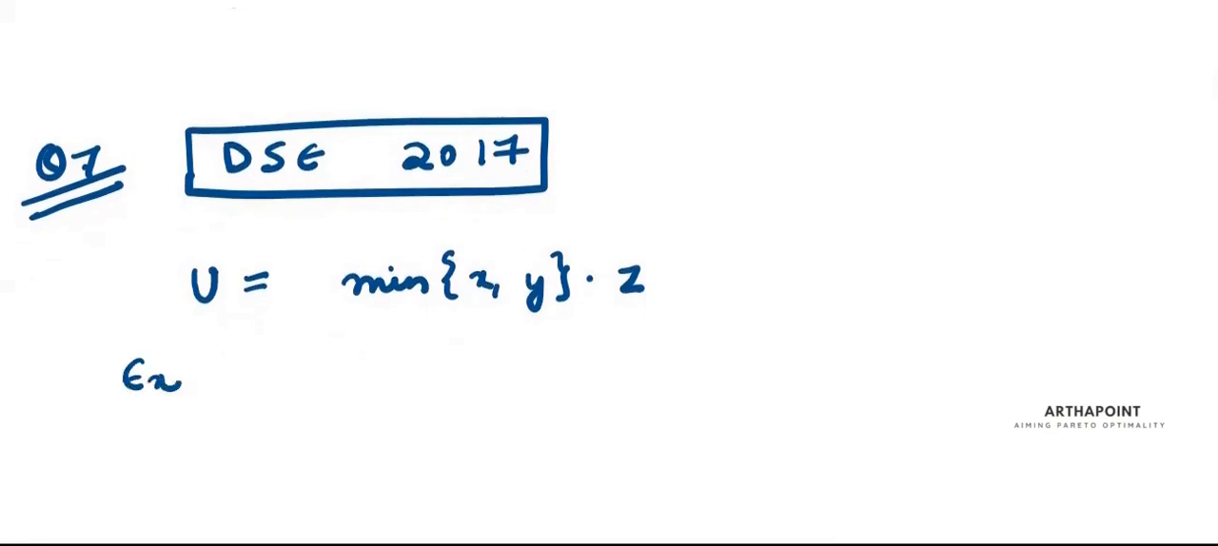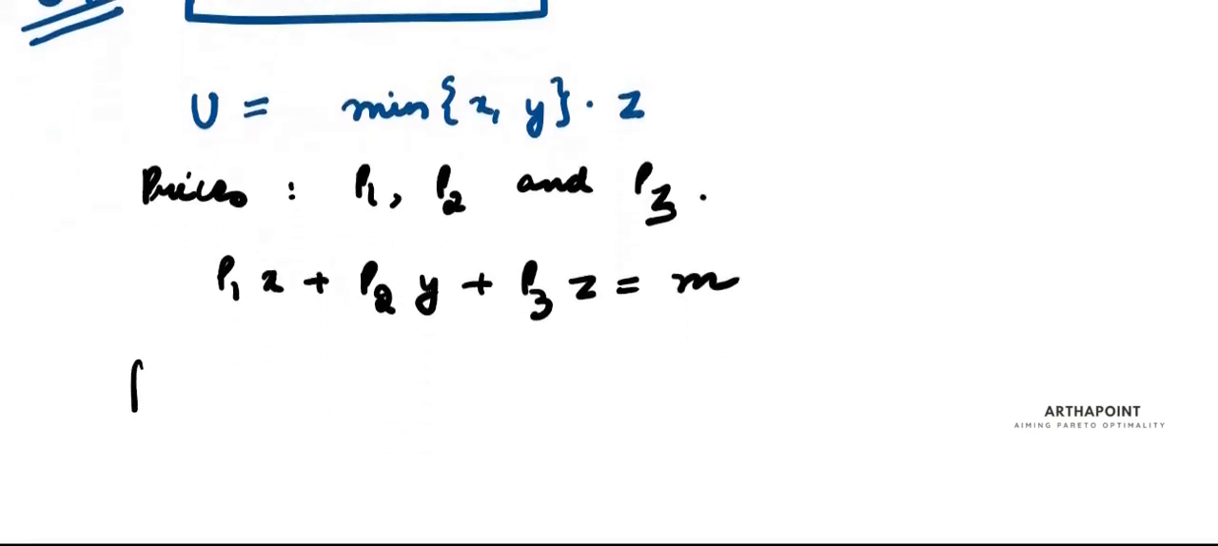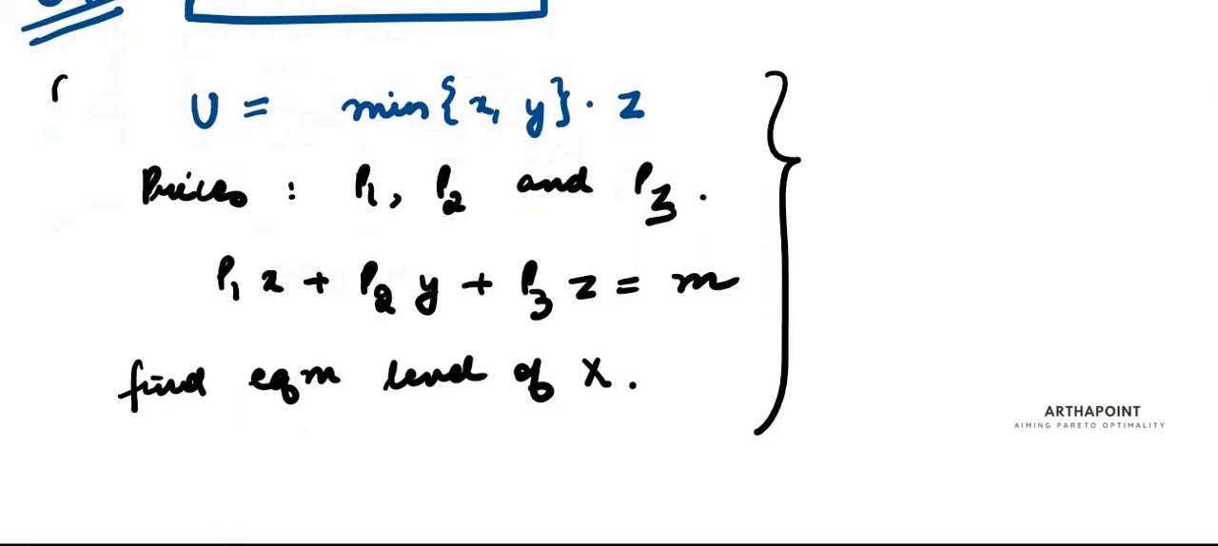And they said that the prices were P1, P2, and P3. And the budget line was simple, P1x plus P2y plus P3z equal to m. And it said, find equilibrium level of, this is the question. And four options were given to you.